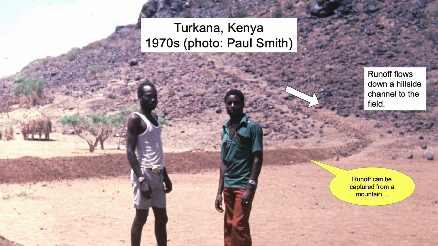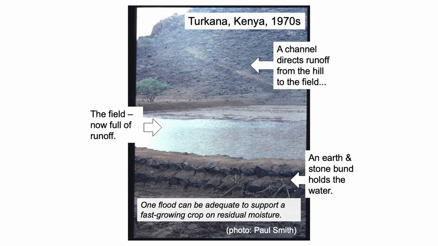My former colleague, Paul Smith, shared these photos with me. A hillside in arid northern Kenya sheds runoff, and this is channeled by a handmade stone diversion into a field below. After rain, that field, which is surrounded by an earth and stone bund, captures and holds runoff. After just a single flood, there may be enough water to grow a crop, like cowpeas, on residual moisture.